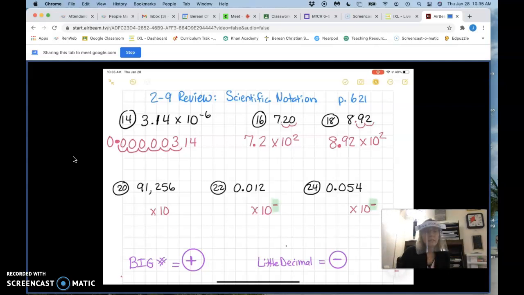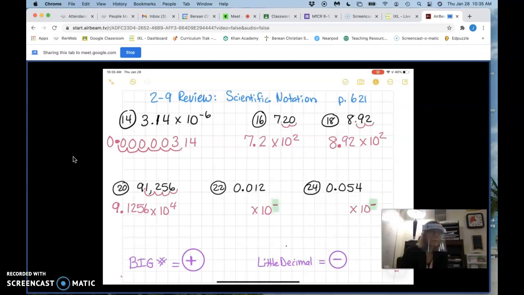Now number 20 is kind of a long number, but it still starts as a big number, so I still have a positive exponent. What number am I going to write with a decimal there? 9.1256. Good. Put the first number and put the decimal point. Then write whatever numbers come after it. How many times did we move the decimal on this one? 4. Let's see if she's right. 1, 2, 3, 4. She's right.